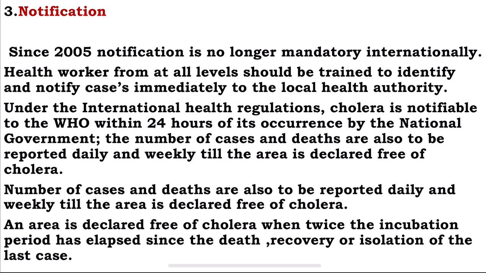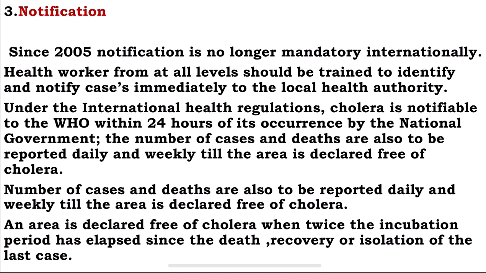So if a cholera epidemic occurs, we need to note down the number of cases and report it, and also the deaths, the mortality also has to be noted and declared, and reported to the World Health Organization till the area is declared free of cholera. The number of cases and deaths are to be reported daily, weekly, till the area is declared free of cholera, and the area is declared free of cholera when twice the incubation period has elapsed since the death.